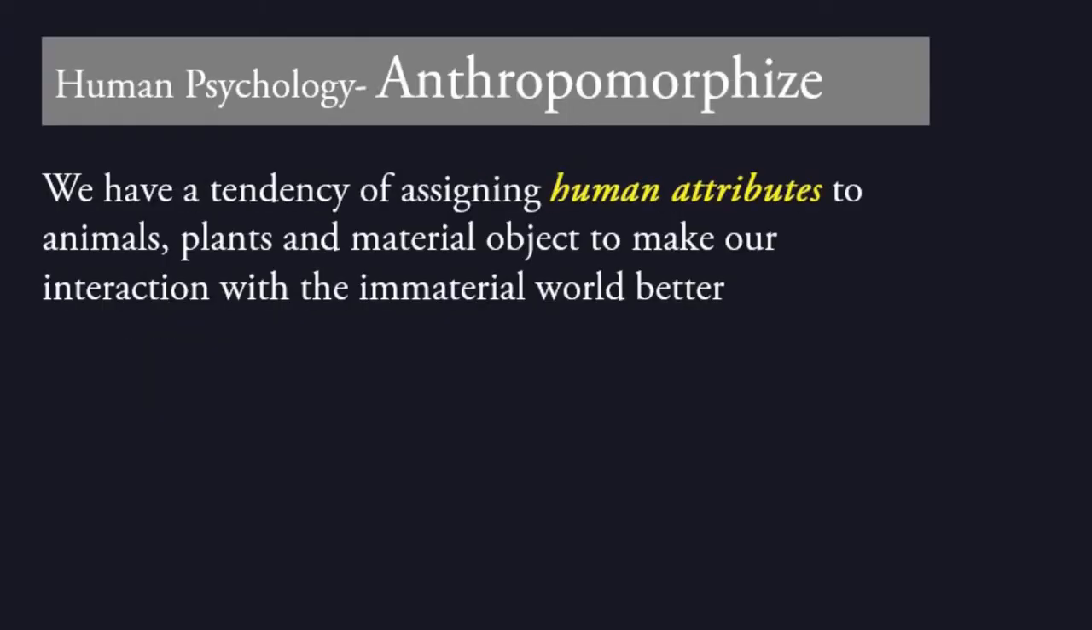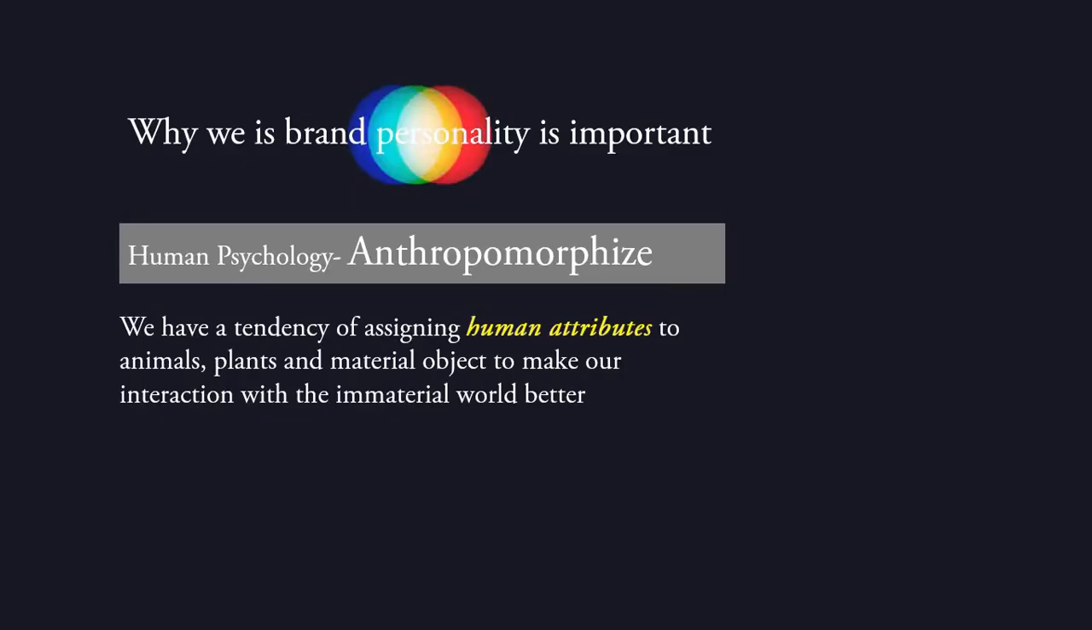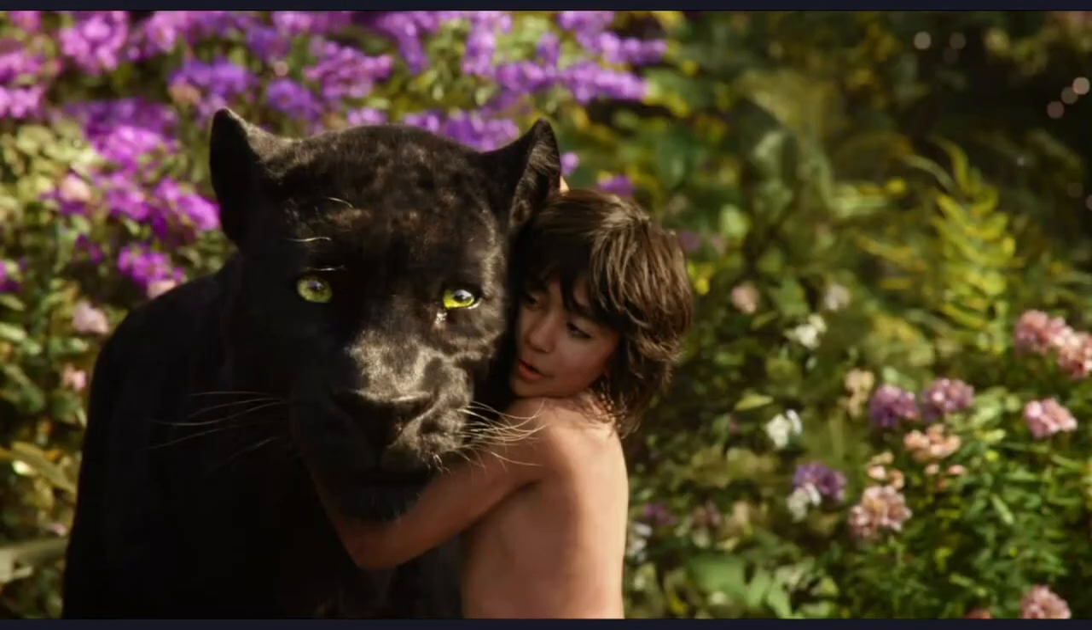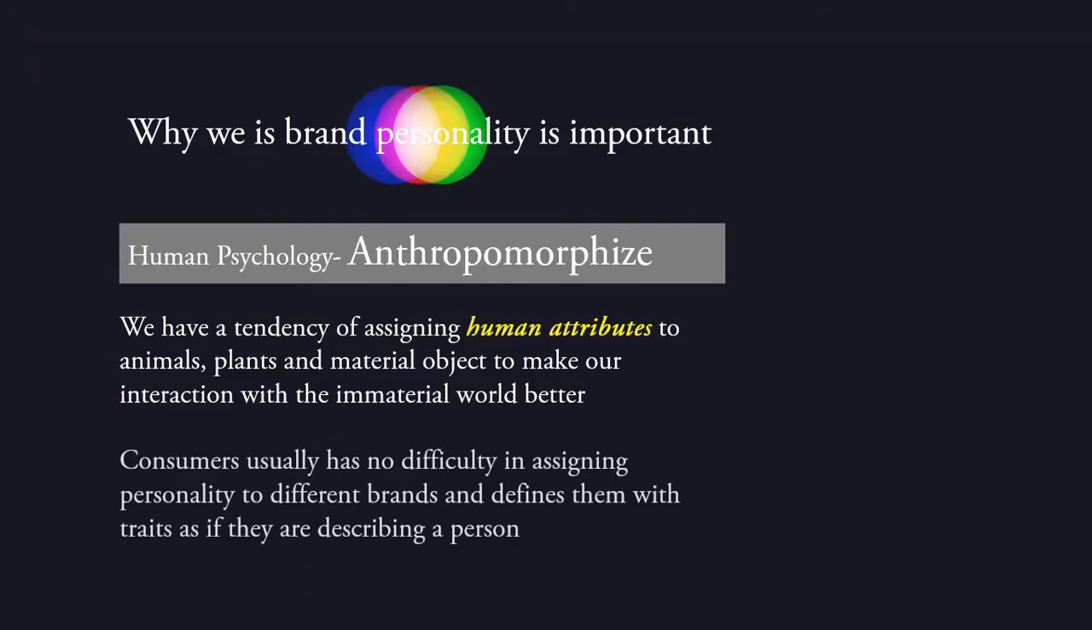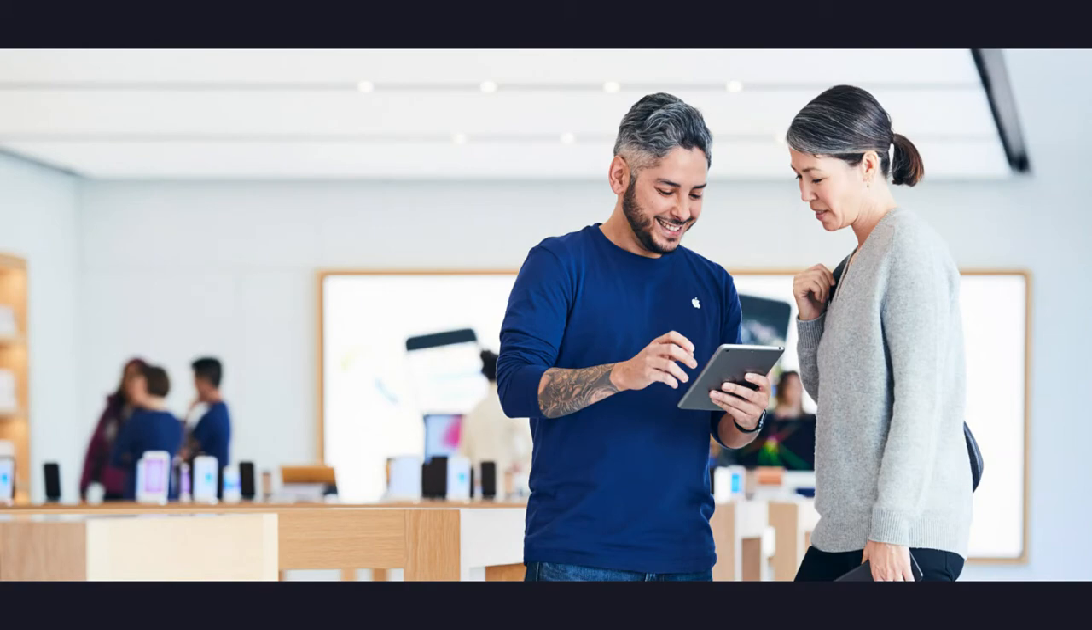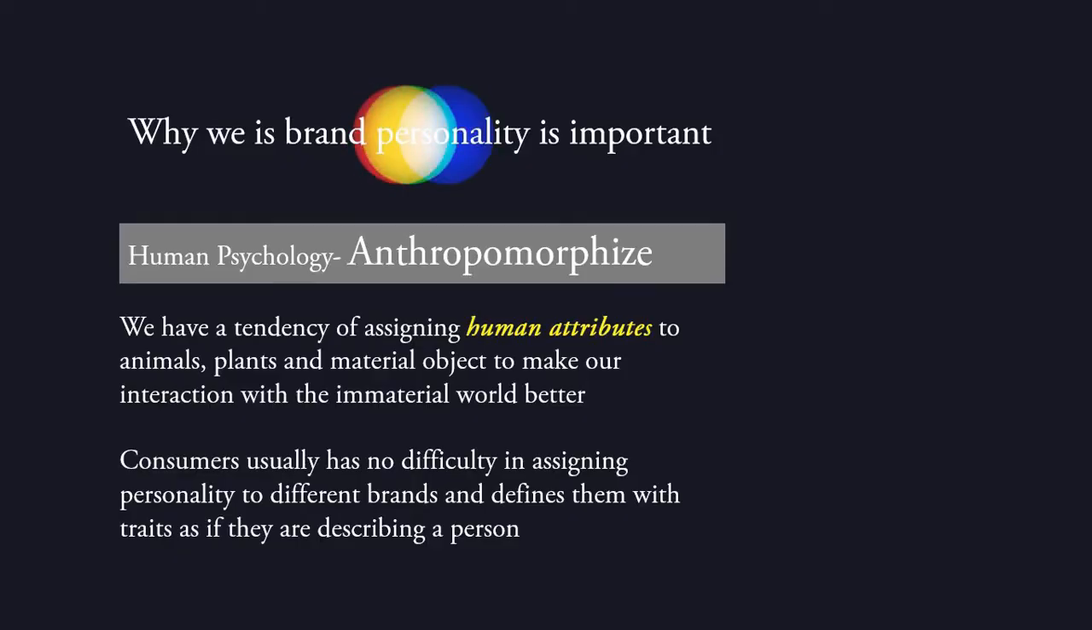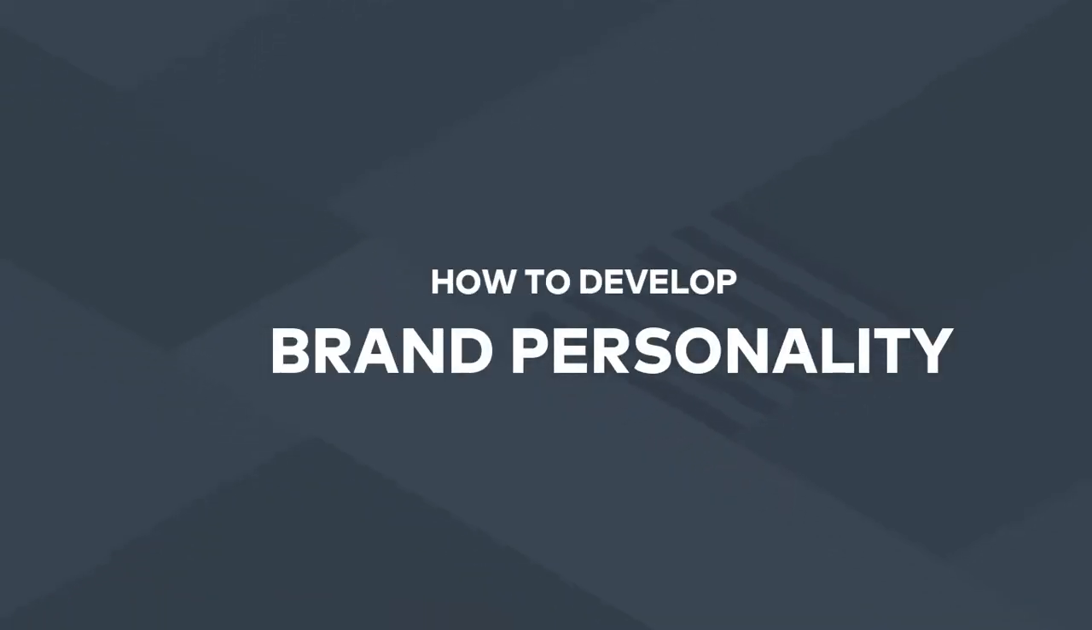There is a term in human psychology called anthropomorphism, where we all have a tendency of assigning human attributes to animals, plants, and material objects to make our interaction with the immaterial world better. Consumers usually have no difficulty in assigning personality to different brands and defining them with traits as if they are describing a person. Now the question is, how to develop a brand personality?